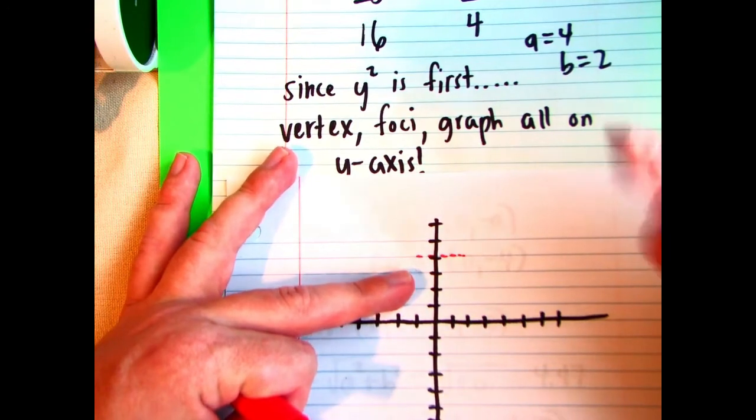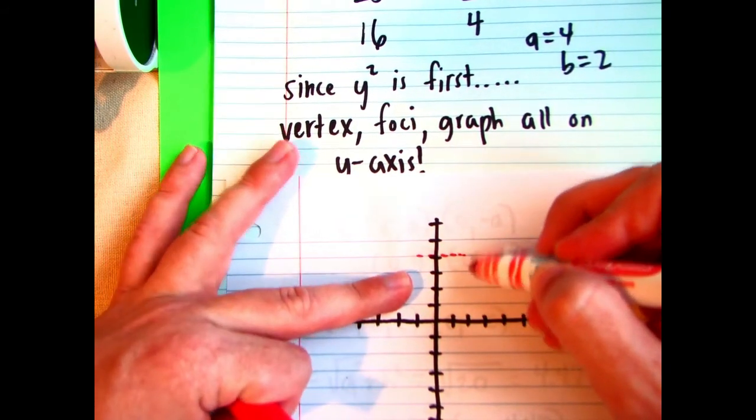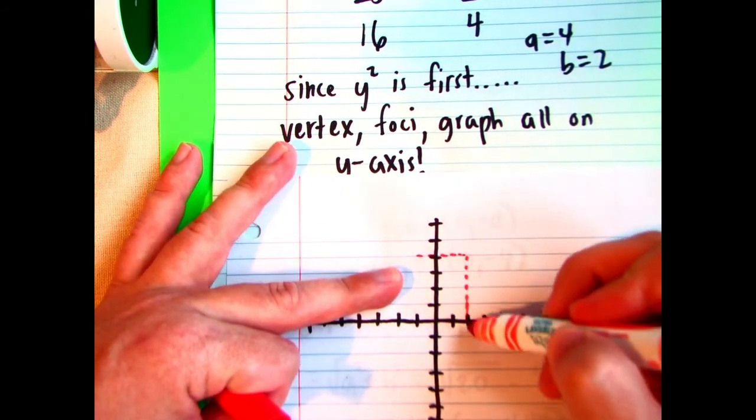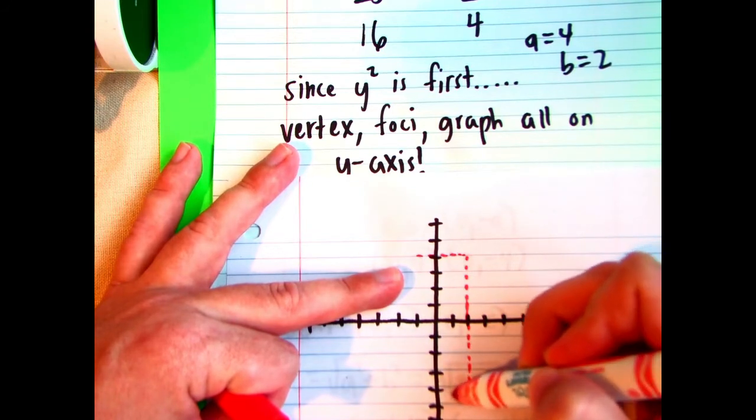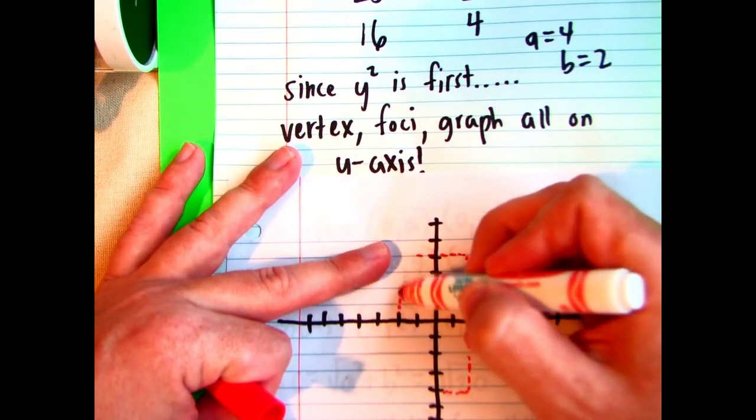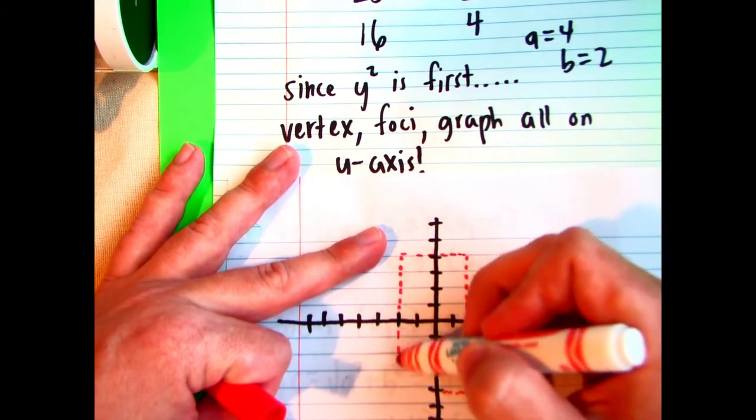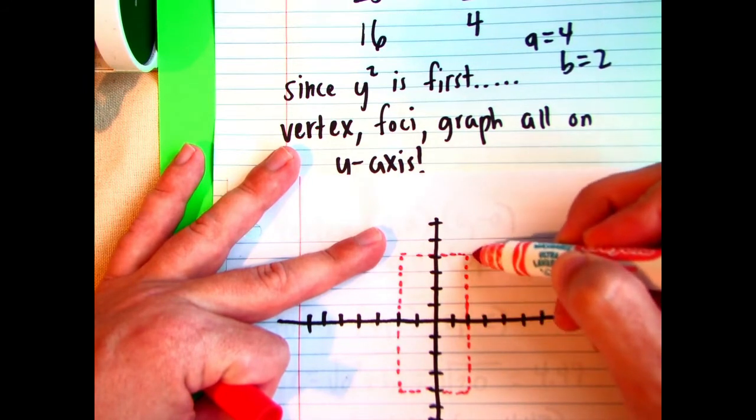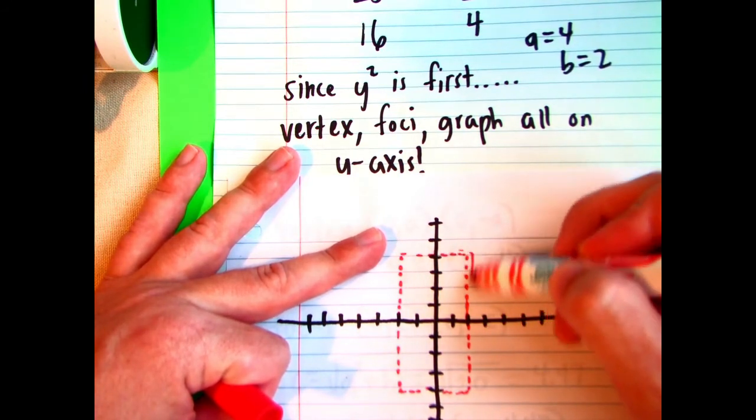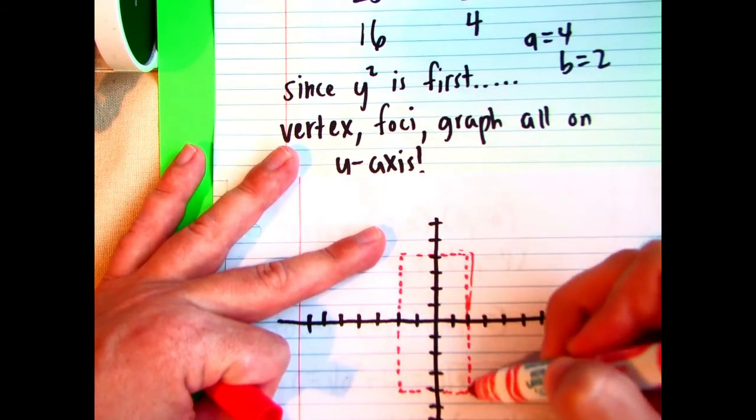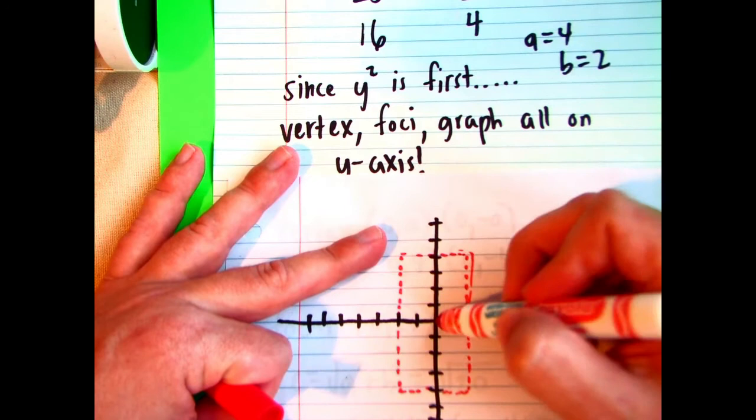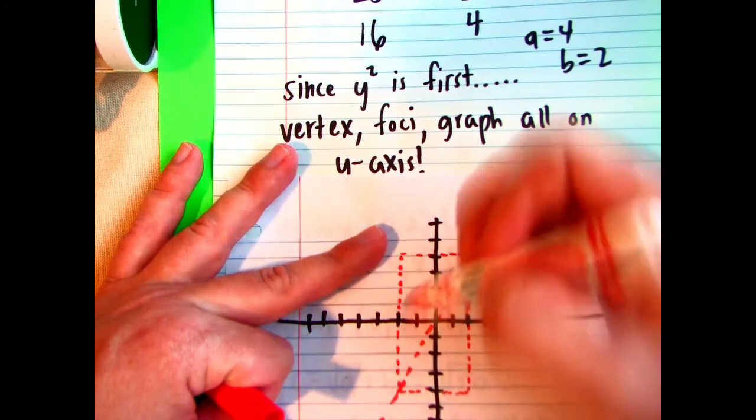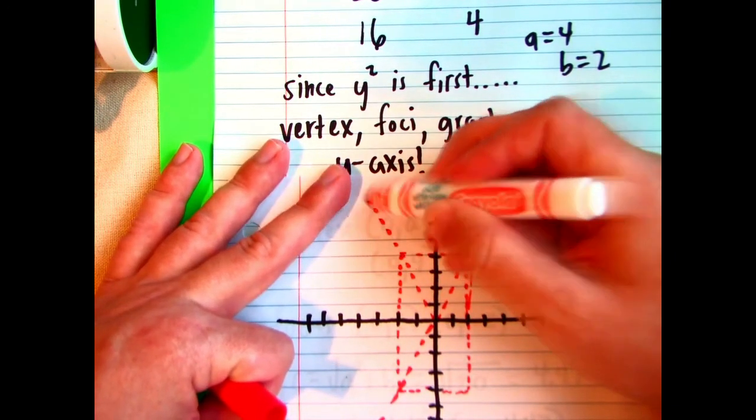And in a moment here, I'm going to give you some slides that summarize all these notes so you can have a guide for when x is squared first and when y squared is first. So here's my rectangle with a height of 2a and a width of 2b. So my overall height is 8 and my overall width is 4. I'm going to draw in my asymptotes through the corners of this rectangle.